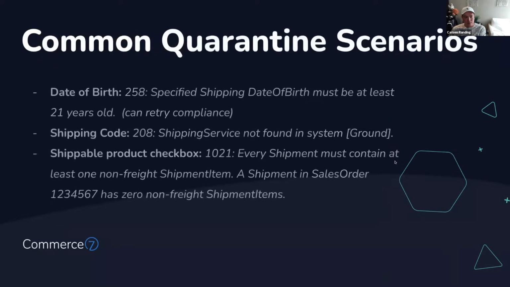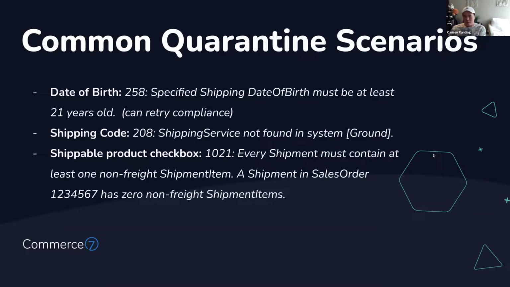All right. So I'm going to go over some common quarantine scenarios and how you can address them. This is the error response that you should expect to see from ShipCompliant. So if it's a date of birth issue, it'll tell you it has to be over 21 years old. You can then update the customer birth date on the order and then attempt to retry compliance. And once that birth date is updated to be above 21 years old, then it will work.